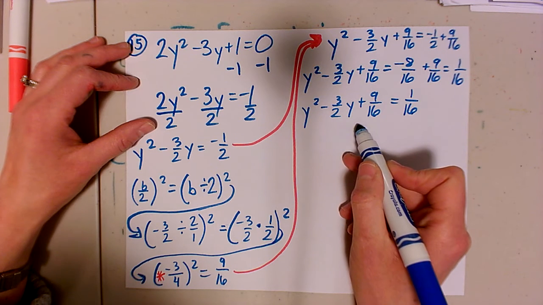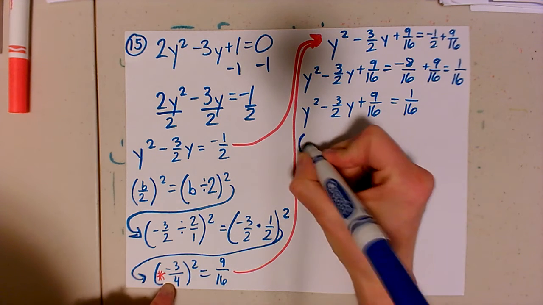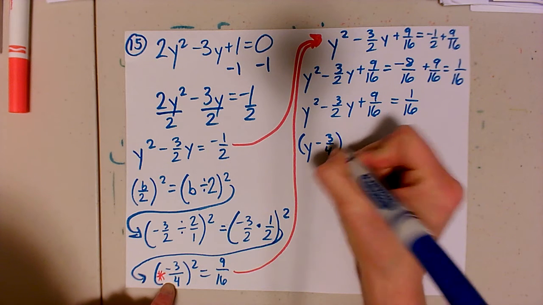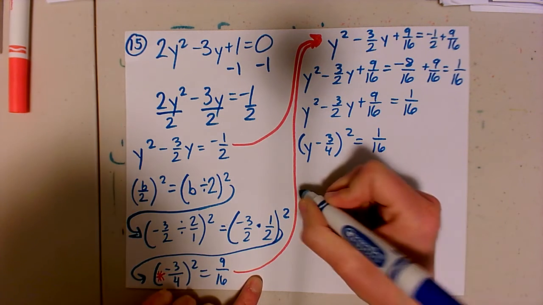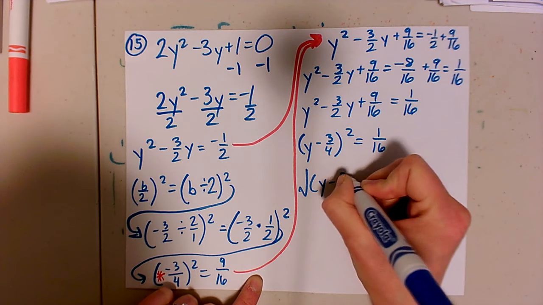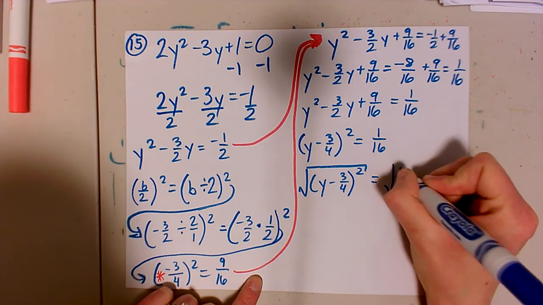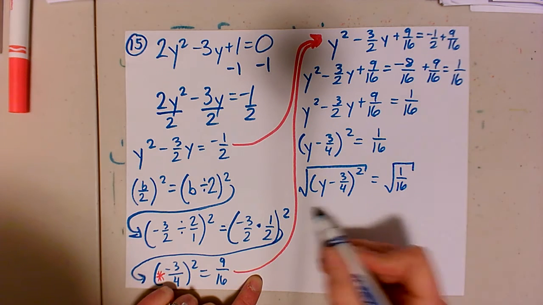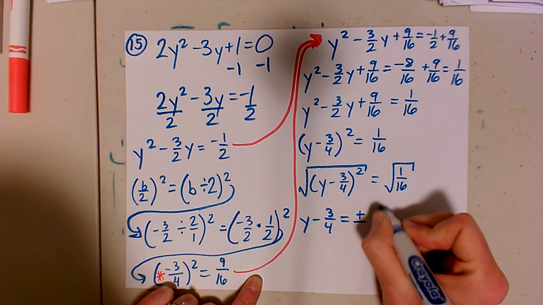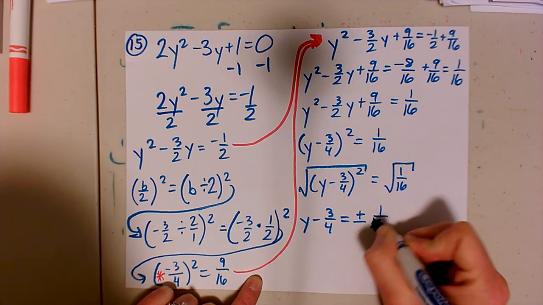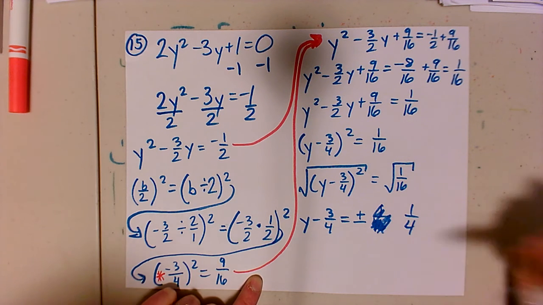Now, I can factor the left, and to factor it, I'm going to use this b that I figured out over here, negative 3/4. So this is going to turn into y minus 3/4, the whole thing squared, is equal to 1 over 16. And then I take the square root of both sides. Okay, so the square root of the left is just y minus 3/4, and then the square root of the right is plus or minus, not 1 over 16, sorry, plus or minus 1 over 4, right? The square root of 1 is 1, and the square root of 16 is 4.